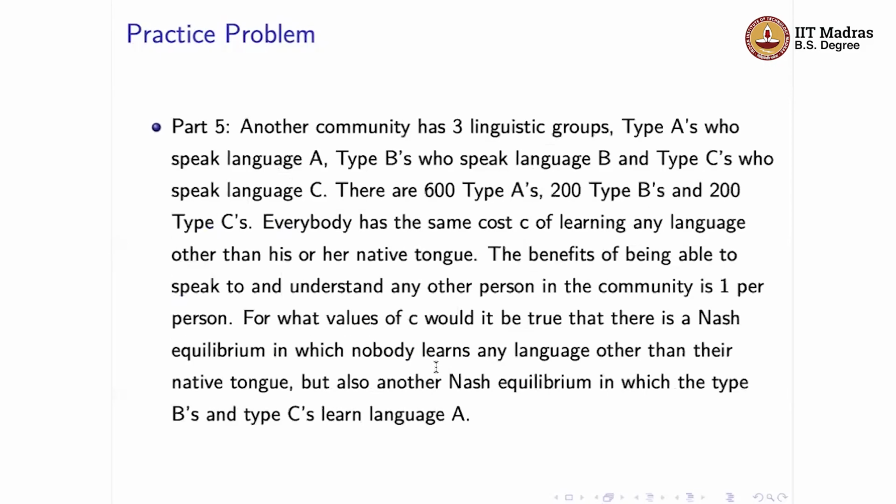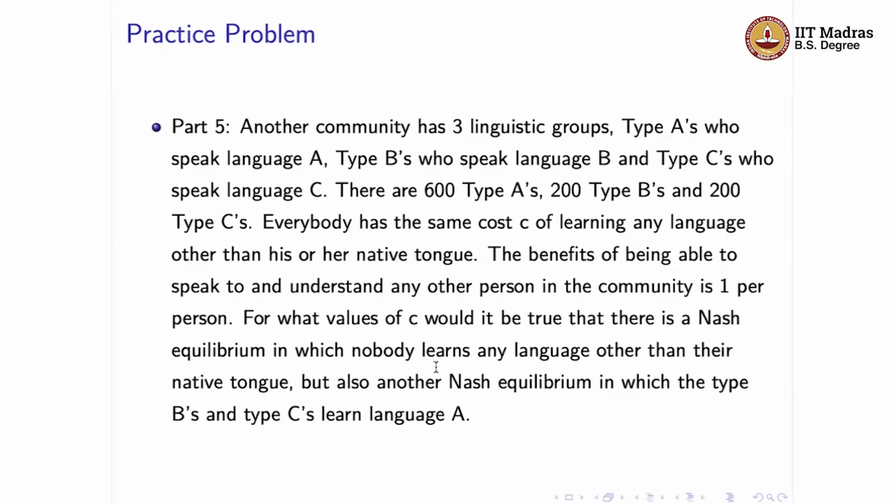All right, final question. This is a bit more complex version compared to what we have been doing. Imagine that we have another community, and there are 3 linguistic groups in that community. You have type A's who speak language A, type B's who speak language B, and type C's who speak language C. Each of the 3 types speaks their own language. There are 600 type A people, 200 type B people, and 200 type C people. And everybody has the same cost C of learning any language other than his or her native tongue.